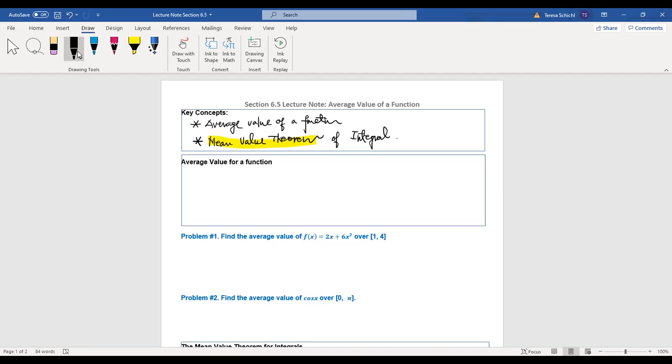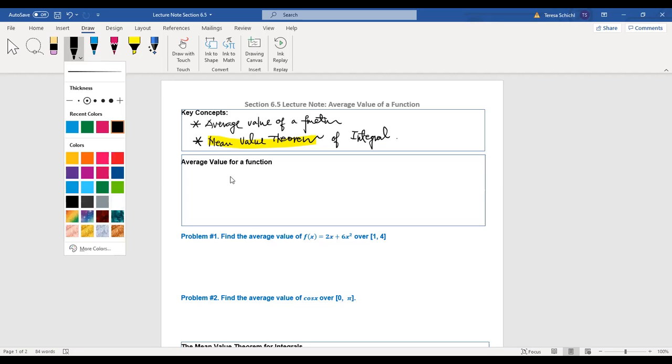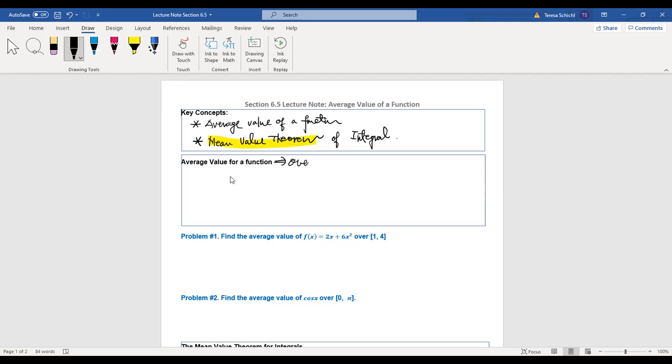The first thing is how do we define the average value of a function over a closed interval? Remember that if I give you 10 numbers, we know how to find the average value. Now how about if I give you a function? How do I find the average value? Here are our definitions.